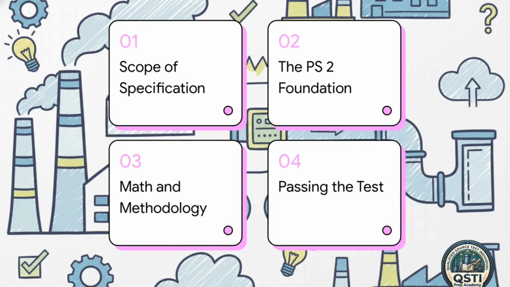So, here's our roadmap for this explainer. 1. Scope of the specification. 2. Relying on the predecessor. 3. The math and methodology. And 4. Passing the performance test.